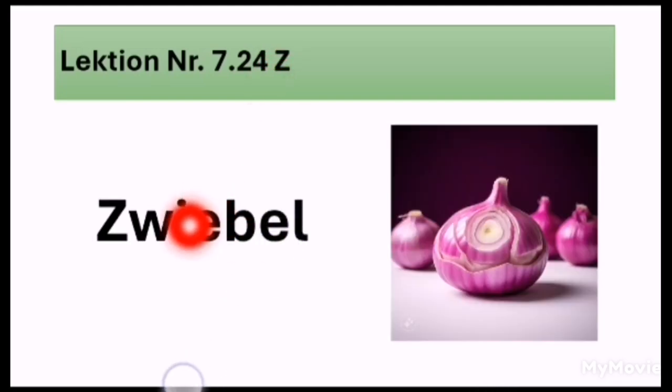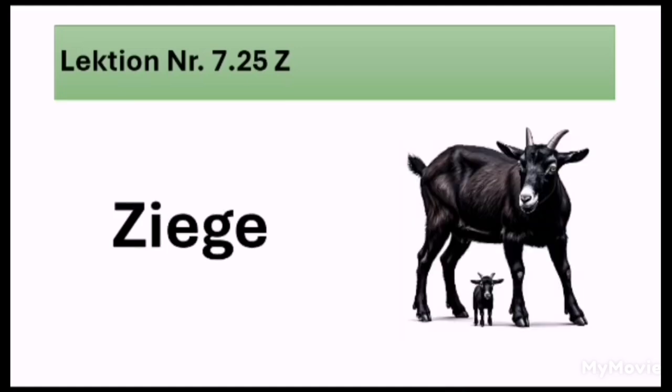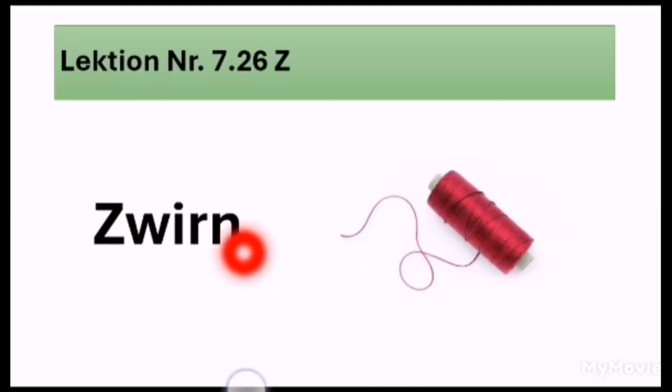Zet. Zwiebel. Zwiebel means onion. Zet. Ziege. Ziege. Goat. Zet. Zwieren.